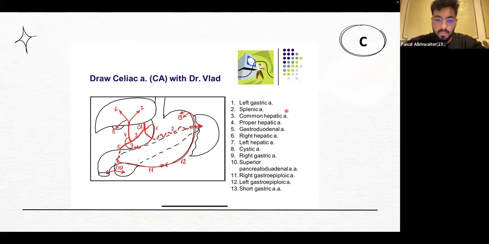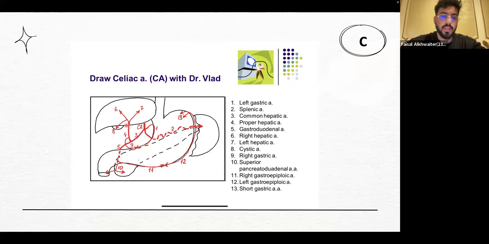So we said the lesser curvature is supplied by two arteries, the left gastric artery and the right gastric artery. The greater curvature is supplied by two arteries, the left gastroepiploic and the right gastroepiploic. Okay? Just keep that in mind. This is a very important concept. I brought a lot of questions for the blood supply of the stomach because it is the most important concept in the lecture.